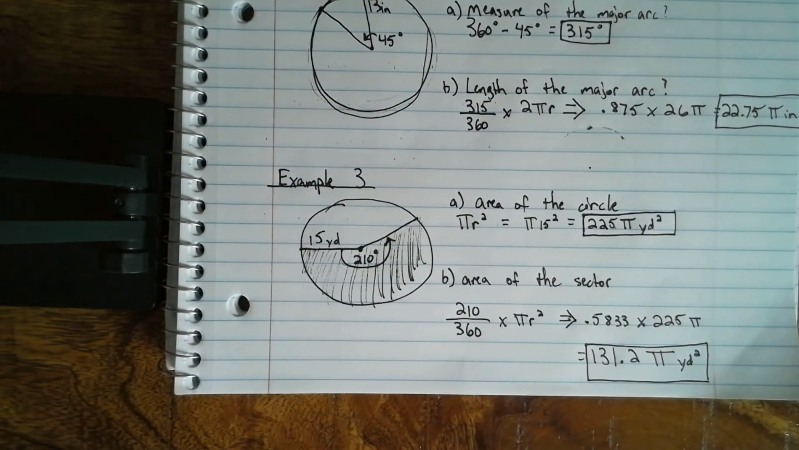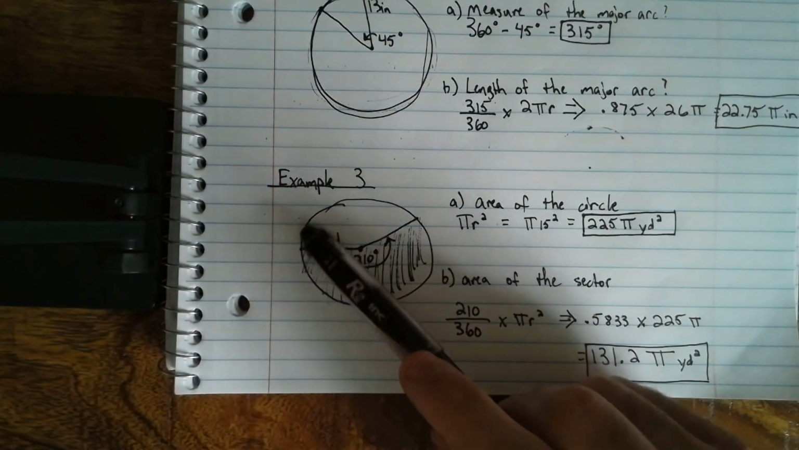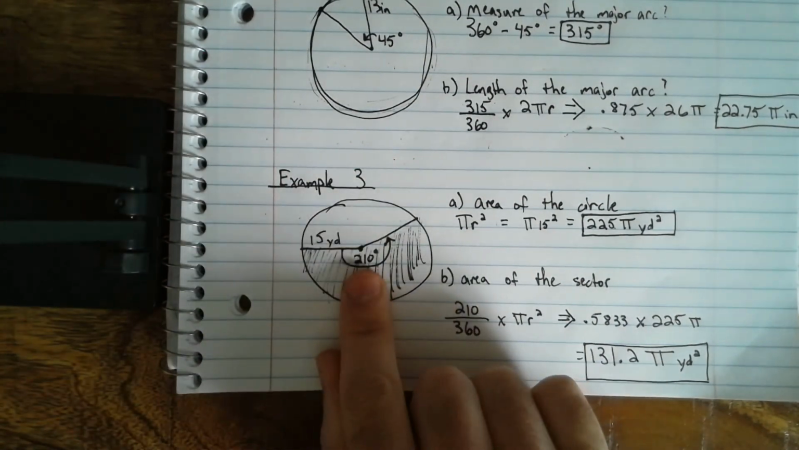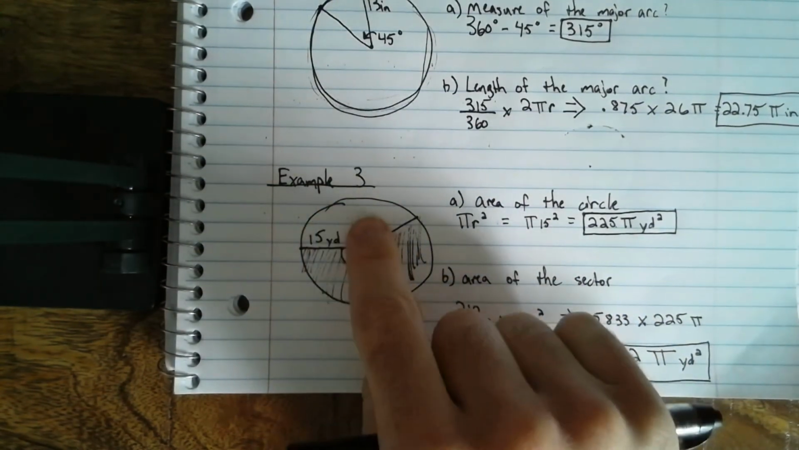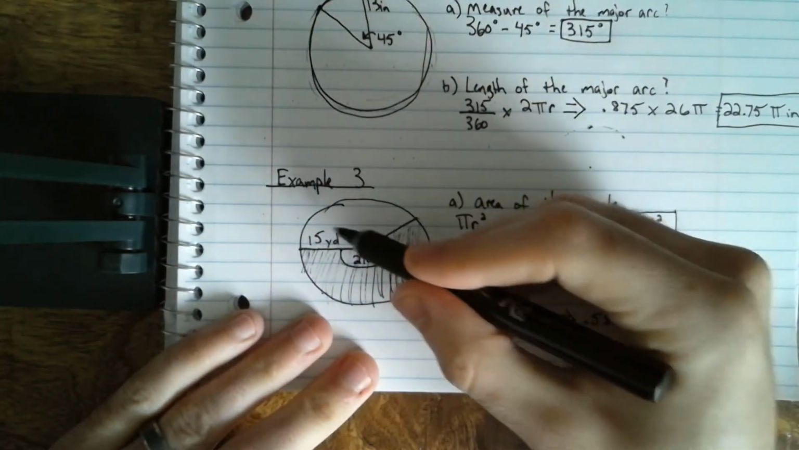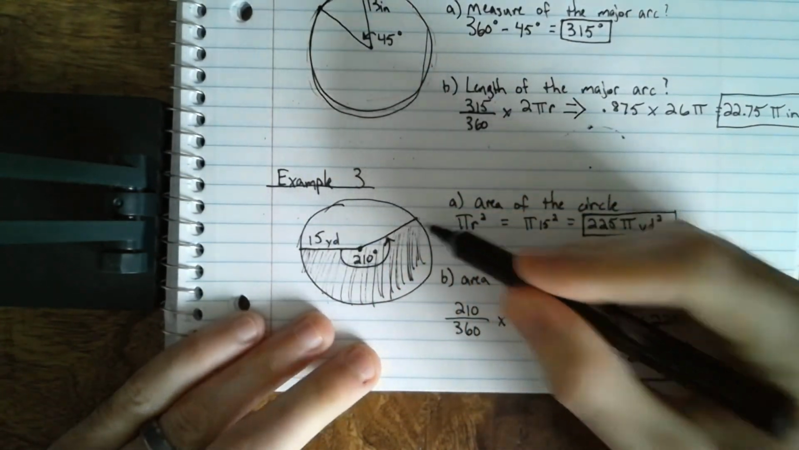I could say, what's the minor arc? Well, that would be 360 minus 210, and that would be this distance. And then after we found that, we could find the area of this top sector, and we could find this arc length as well. I just didn't ask you to do that.